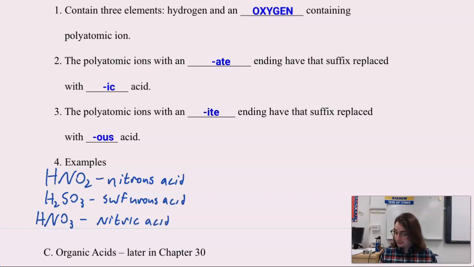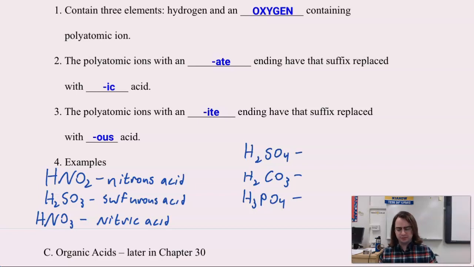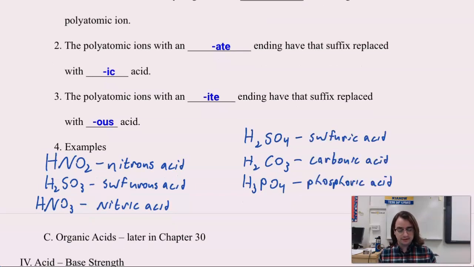I'll give you some to try. How about you try H2SO4, H2CO3, and H3PO4? See if you can name those, and then come on back when you're done. Just do it for practice. So I got sulfuric acid because that comes from sulfate. I got carbonic acid because it comes from carbonate. And be careful here, this is a lot like sulfur. We don't want to just say phosphic acid. It comes from phosphate, so this is phosphoric acid.